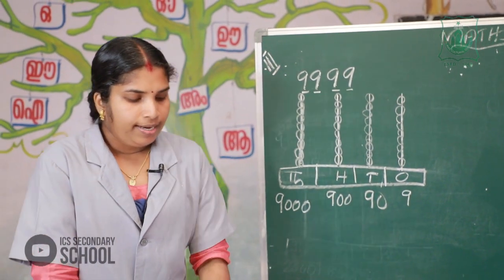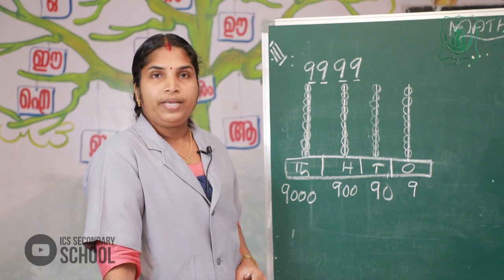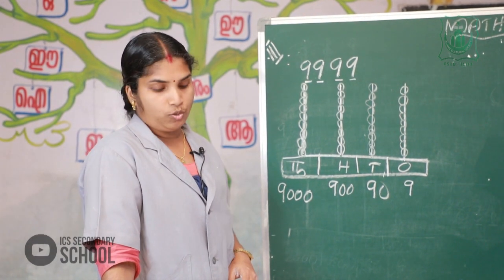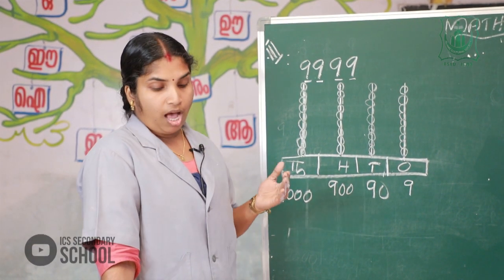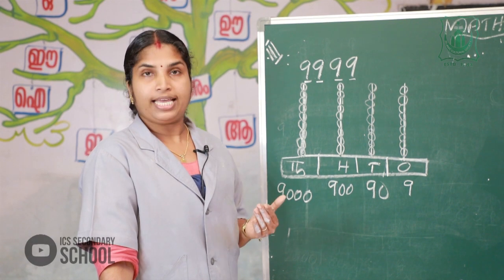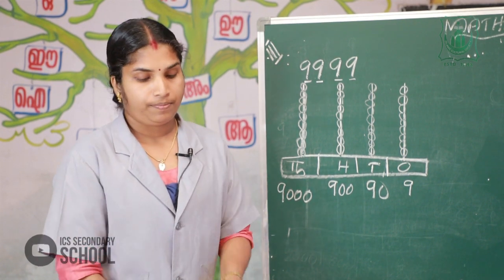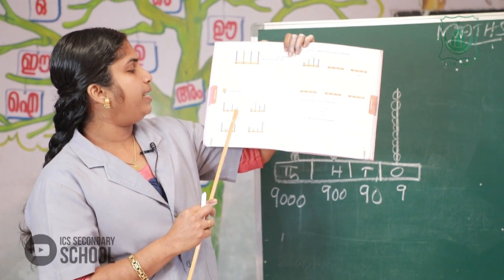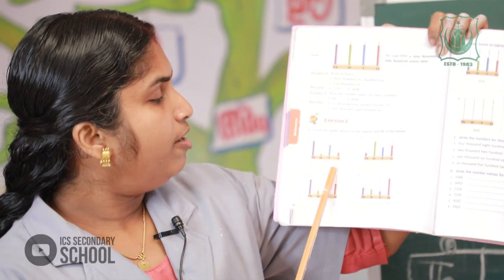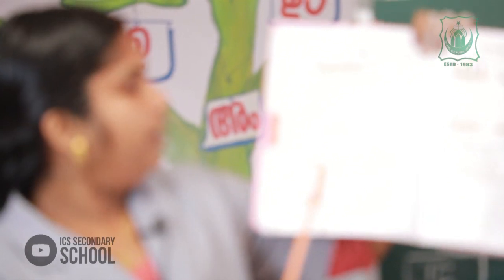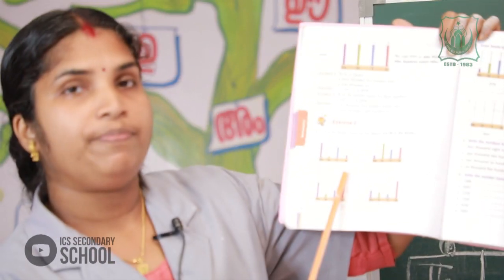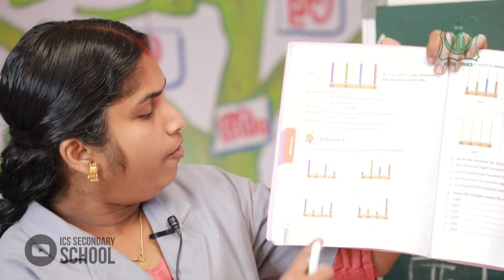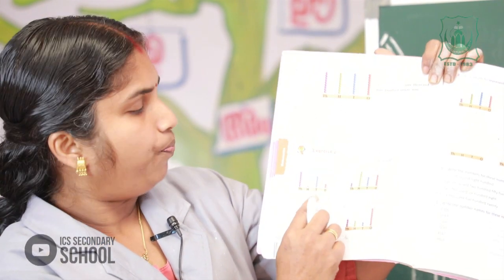Okay. Next, exercise 2. Please note exercise 2. Count the beads shown on the abacus and fill in the blanks. Please listen, look at your textbook. Count the beads. Please count these red beads and write here, fill in the blanks. How many red beads are in the first place? 2 red beads. So we write here 2.